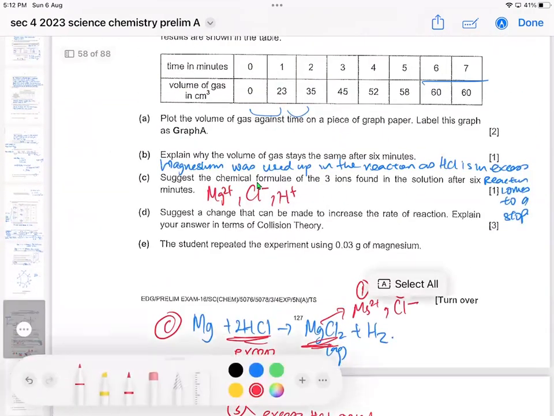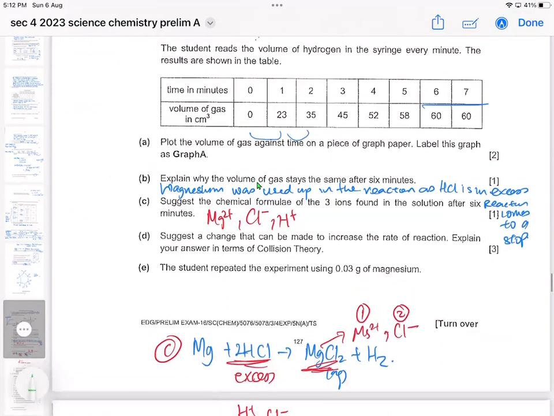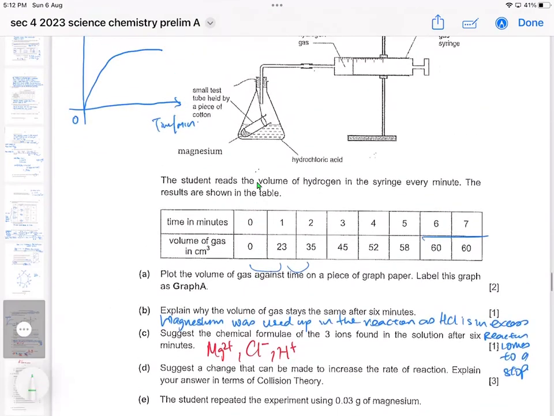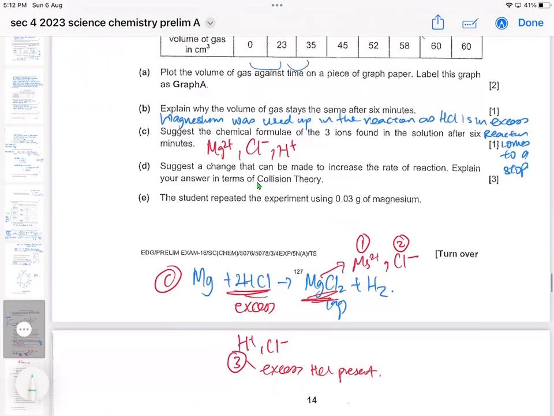Okay, if no question, let's go to part D. One change that could increase the rate of reaction. The easy way is to talk about temperature. Particle size was in the last paper we had. So let's go for temperature increase.